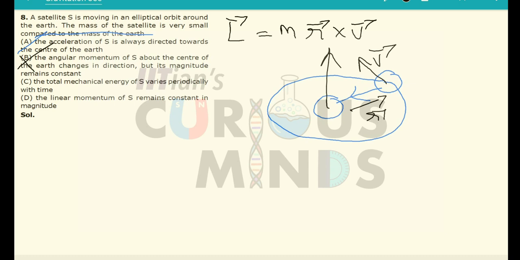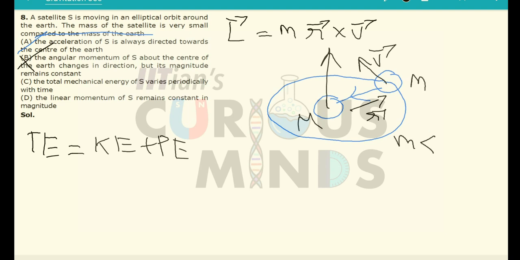The total mechanical energy of S varies periodically with respect to time. Now in order to calculate the mechanical energy, we have to find out the formula. The total mechanical energy will be equal to kinetic energy plus the potential energy. Now let us assume that the mass of the satellite m is very small as compared to capital M. So forget about the motion of the Earth, let us concentrate only on the motion of the satellite.